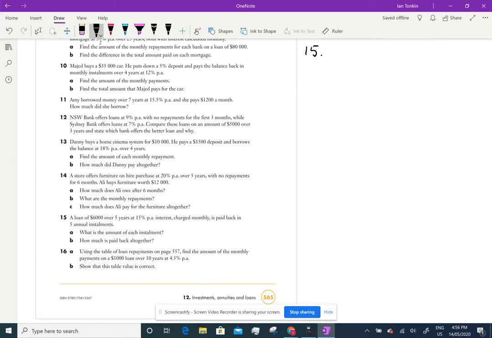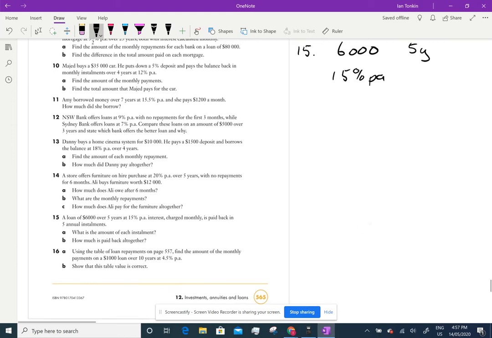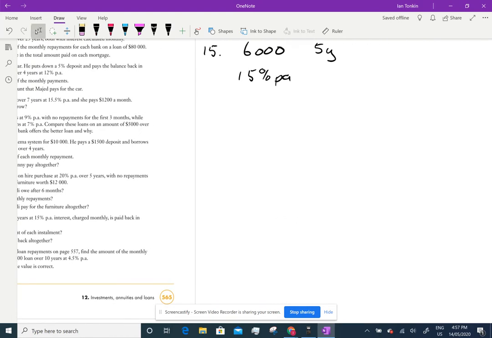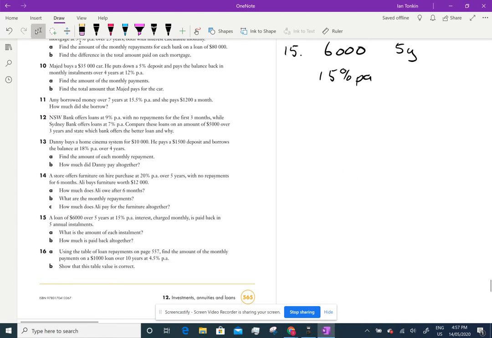A loan, $6,000, 5 years, 15%. Now, here are the tricky bits. It's charged monthly, but it's paid back in 5 annual instalments. So they're going to charge the interest monthly, but you're only going to pay it back with a payment every year for 5 years. So think about it.